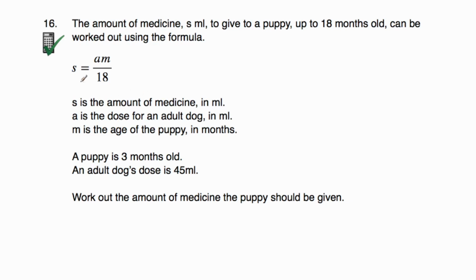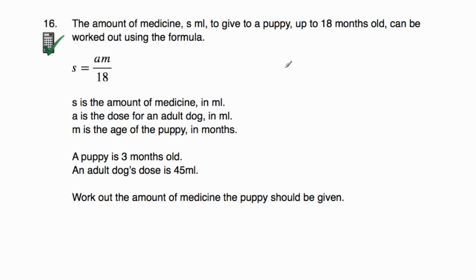And we're told that S is the amount of medicine to give the puppy in milliliters. A is the dose for an adult dog, so whatever you give an adult dog in milliliters would be that value, and M is the age of the puppy in months. So if it's a 9-month-old puppy, M would be equal to 9. And we're told a puppy is 3 months old, and the adult dog's dose of the medicine is 45 milliliters. Work out the amount of medicine the puppy should be given.